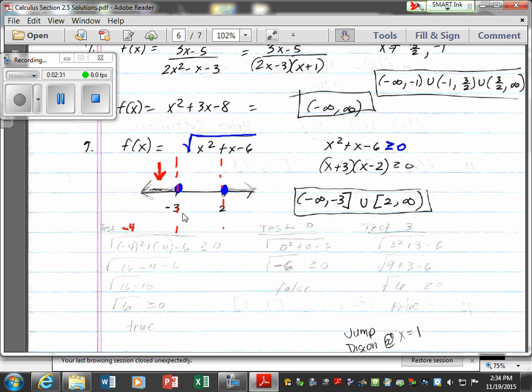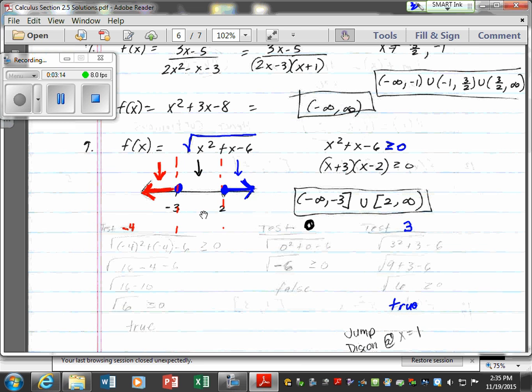Plug -4 into here and evaluate and see if you get a true statement. Yes, we did. Because we got a true statement, I'm going to shade it. Next, I'm going to test something in the middle. The easiest thing between a negative number and a positive number is to pick 0. Let's make it easy. Plug 0 in everywhere there's an x, test it, and it comes out to be false. So I will not shade anything here. And then my last one, pick any number you want to the right of 2. I just went 1 to the right and tested it. I plugged it in and got a true statement here. Because it's true, I want to shade.